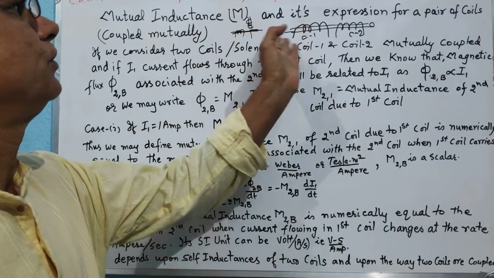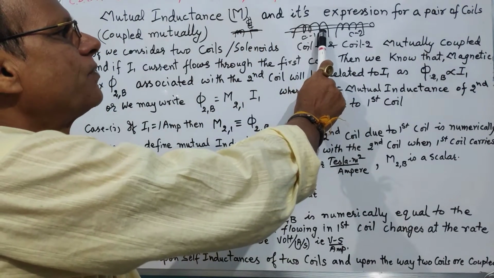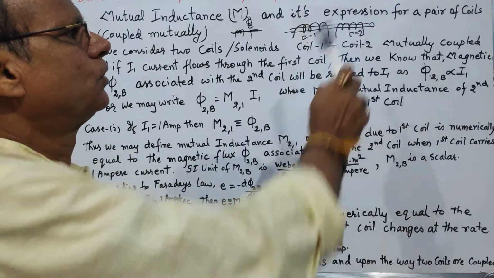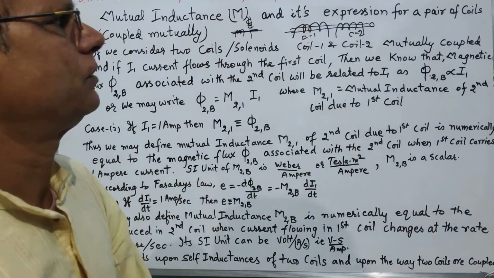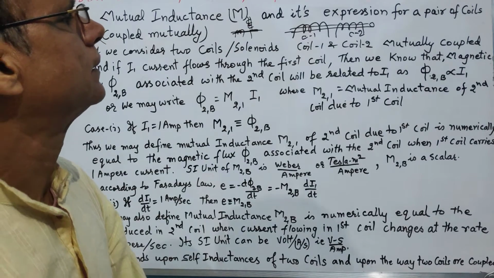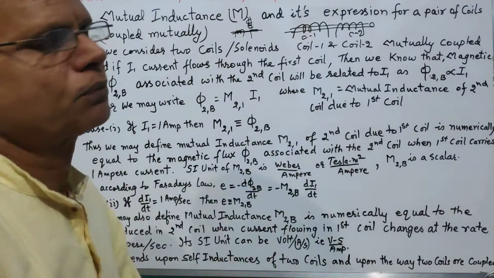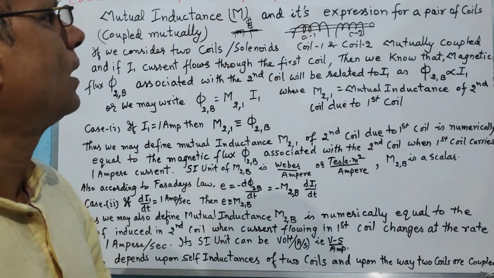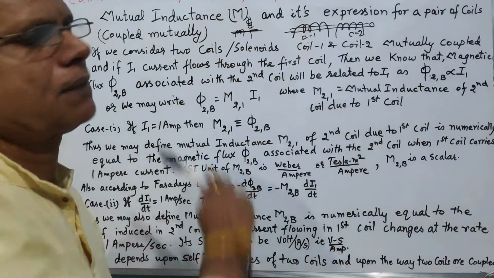So here we take examples that two coils can be coupled in very different ways. So we are talking about a few examples. Say, for example, two coils, first coil and second coil, are placed longitudinally along the same length and using the same core material over which they are wound. Then that will be one type of coupling.